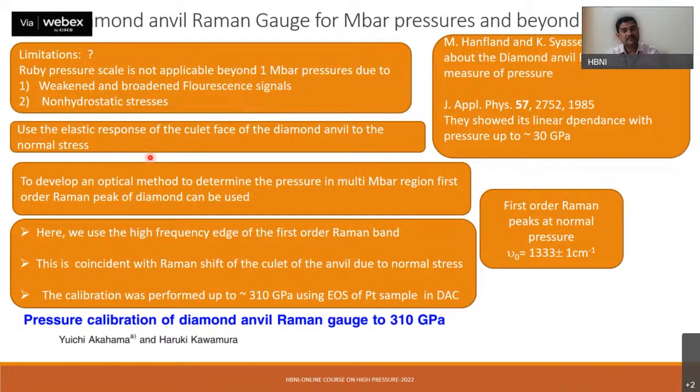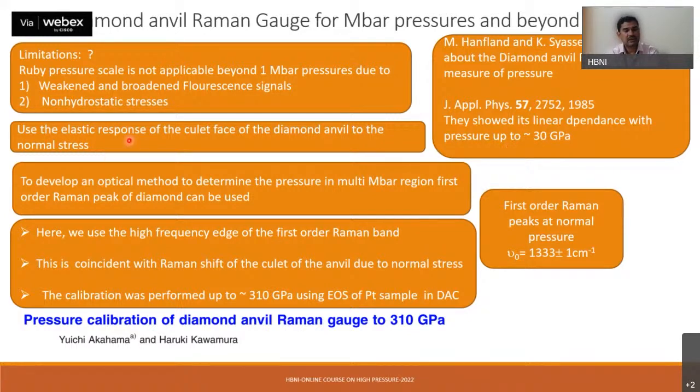In that case, people have suggested, first in 1985, Michael Hanfland and Karl Syassen suggested using the Raman scattering signal from the diamond anvil as a measure of pressure. In fact, even in 1985 they showed that the first-order Raman peak of the diamond anvil has a linear dependence on pressure up to 30 GPa.